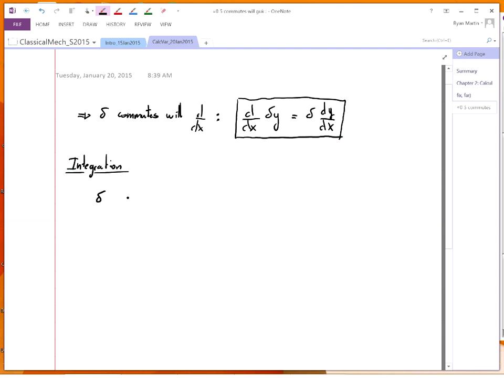So consider the variation of a definite integral from a to b of some function f of x dx. So that's equal to the variation of the integral, so it's the varied integral minus the unvaried integral. So that's going to be the integral from a to b of f bar of x dx, the varied integral, minus the unvaried integral from a to b of f of x dx.